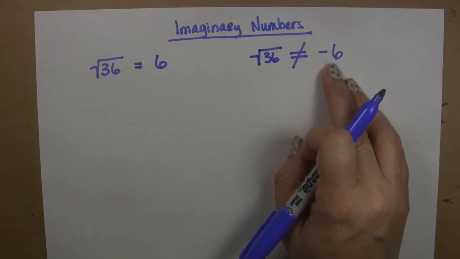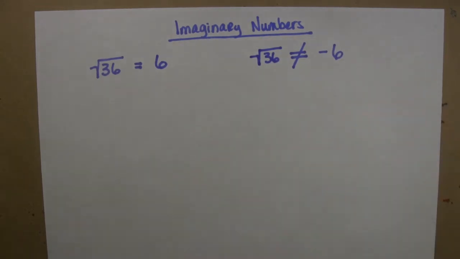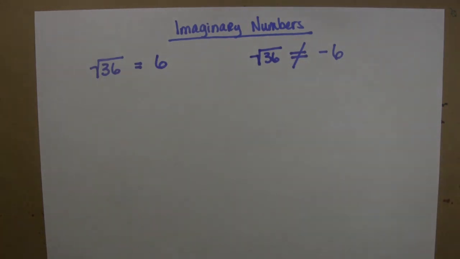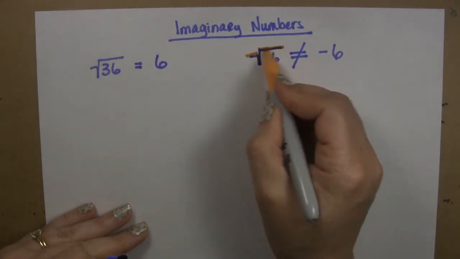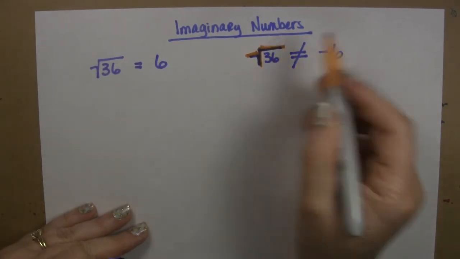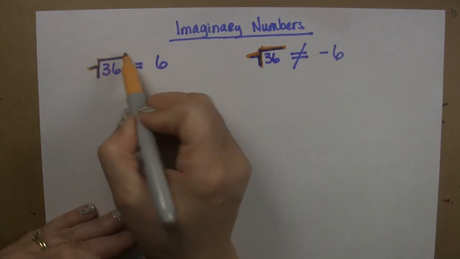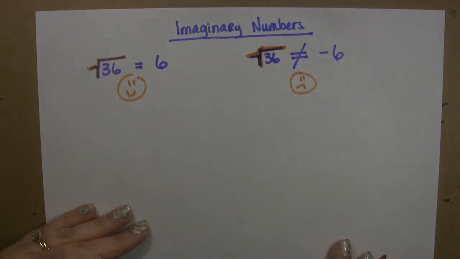Now you might be thinking to yourself, oh, but -6 times -6 does equal +36, and you are correct. But this sign right here, this square root sign, means that the answer can only be positive. So this is correct, and this is not correct.